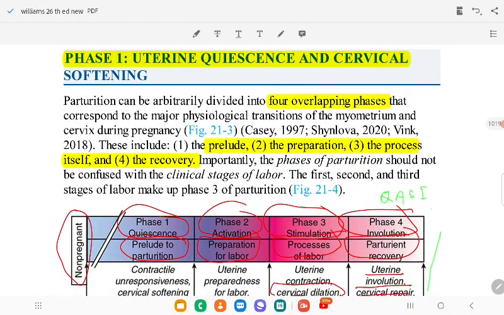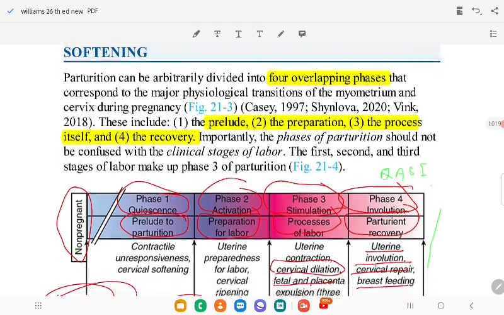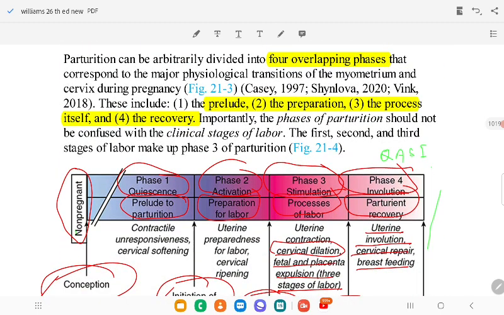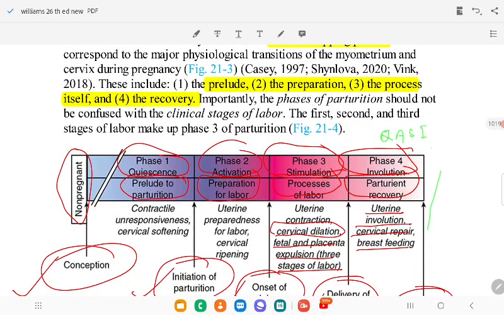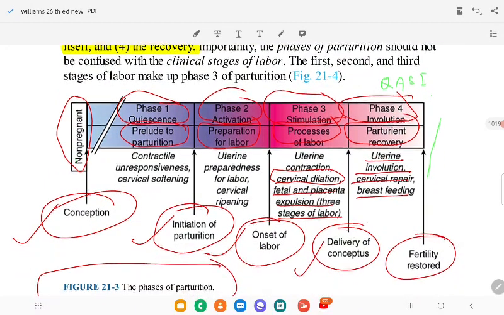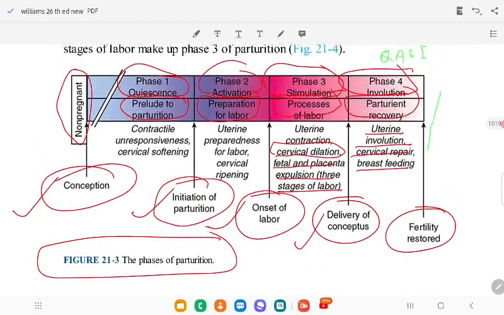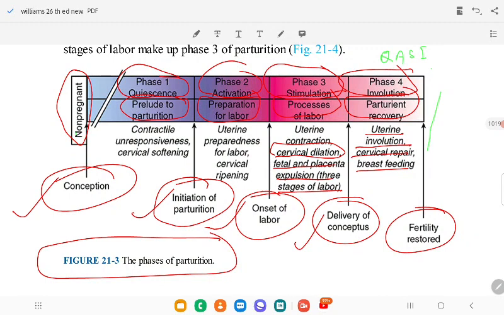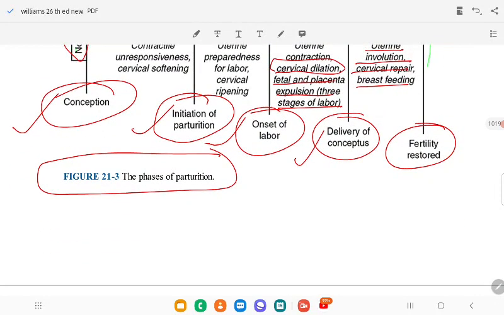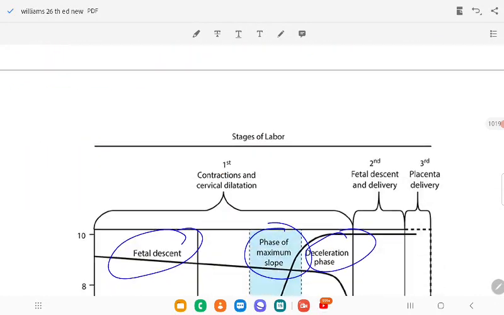Parturition can be arbitrarily divided into 4 overlapping phases that correspond to major physiological transitions of the myometrium and cervix during pregnancy: the first phase, the prelude phase, then the preparation phase, the process itself, and the recovery phase. Importantly, the phases of parturition should not be confused with the clinical stages of labor. The first, second, and third stages make up phase 3 of parturition. In phase 3 the process of labor is started, the initiation and stimulation of labor. All 3 stages are in phase 3 of parturition.